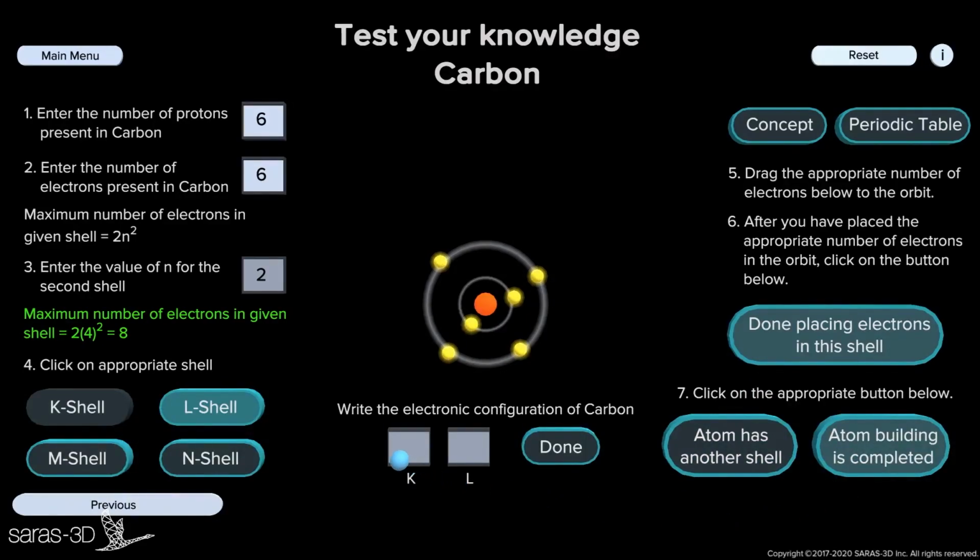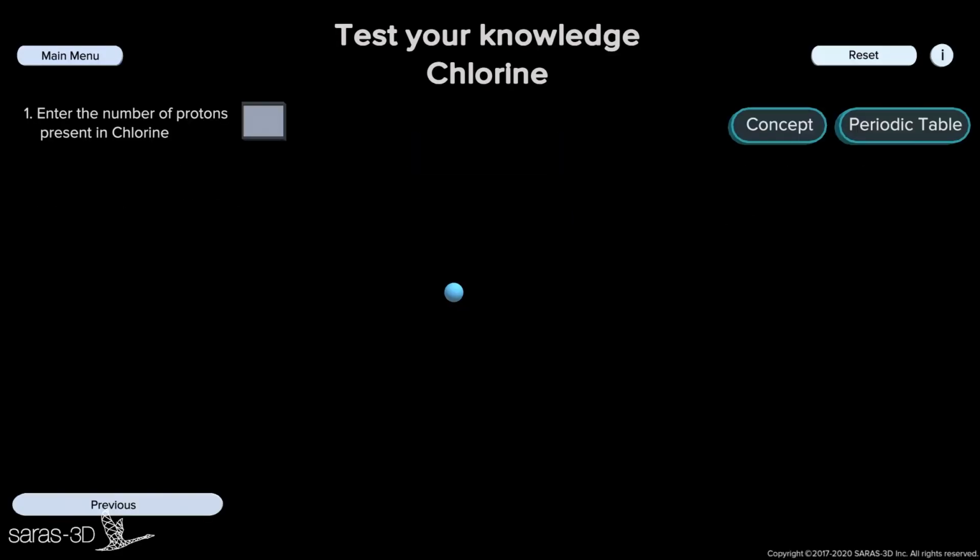Now can we write down the electronic configuration of carbon atom? Of course we can, where the K shell has 2 electrons and the L shell has 4 electrons. So this is how we determine the electronic configuration of carbon atom, where 2 electrons are present in the K shell and 4 electrons are present in the L shell, because the total number of electrons present in the carbon atom is 6. Now let us find out for the last example that we have here, for chlorine.